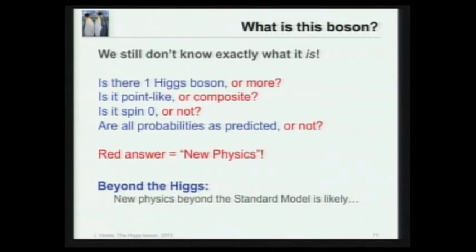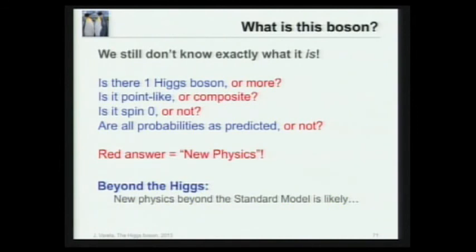Is it a point-like particle, an elementary particle, or is it composite? In particular, is it spin zero or not? This is key for this question of compositeness. There are some models that predict a composite particle of spin 2. The data now indicates that it's more like spin zero, but it's not yet conclusive.